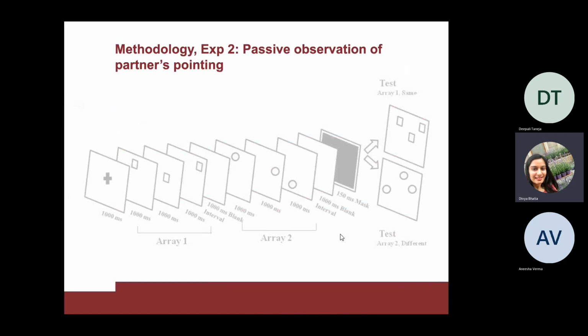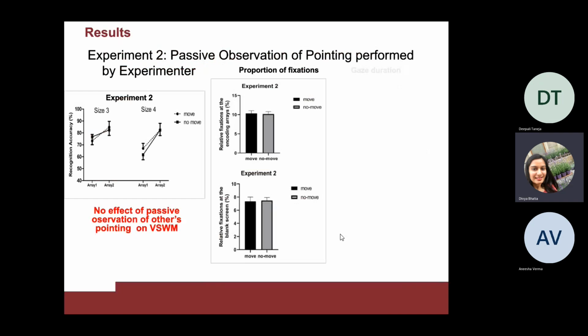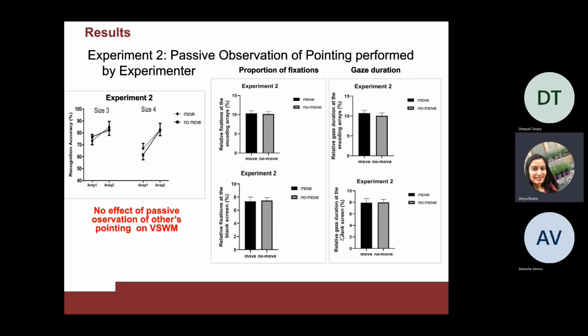Now, if I look at the passive observation condition of the partner's movement, we conducted two experiments on eye tracking. The second experiment was when the participant is observing passively, is not involved in action activation, and is observing the pointing movements performed by the task partner. It can be experimental as well. So the paradigm stays the same.